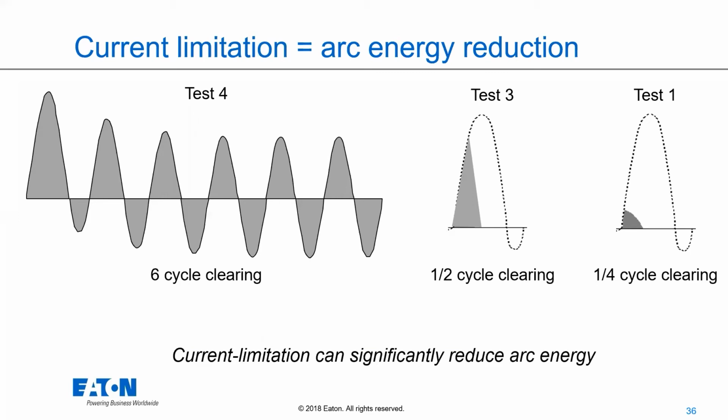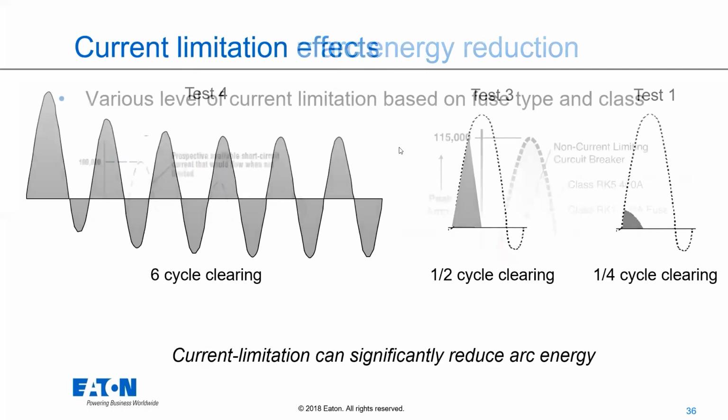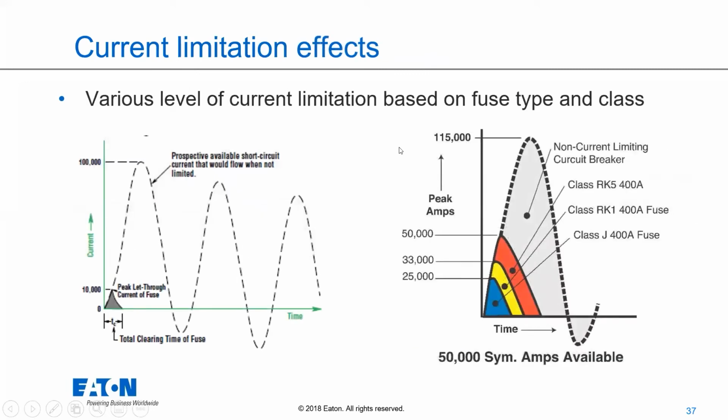So the first easy way to reduce your arc energy levels is to use current limitation. You can use current limiting, we obviously, Bussmann, we love you to use current limiting fuses, but there are current limiting breakers out there available too. So there's various levels of current limitation based on your fuse type. One of the easiest ways to reduce arc hazards, if you have something like an industrial facility, is to simply change the type of fuses that you have.